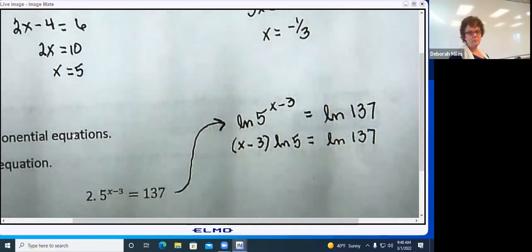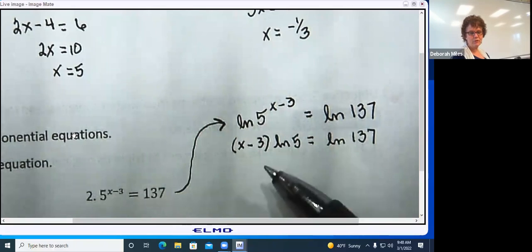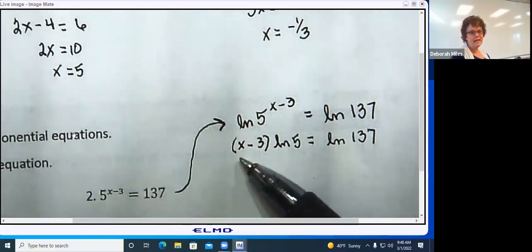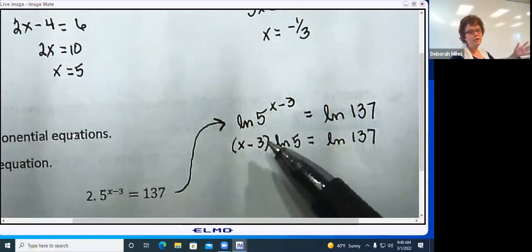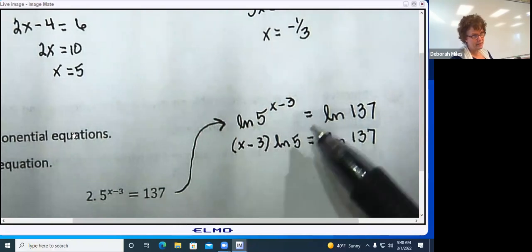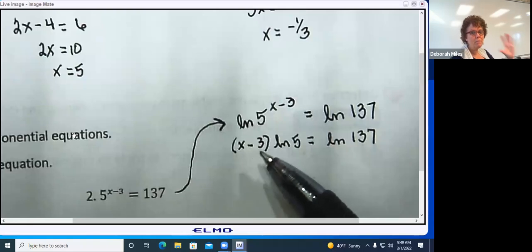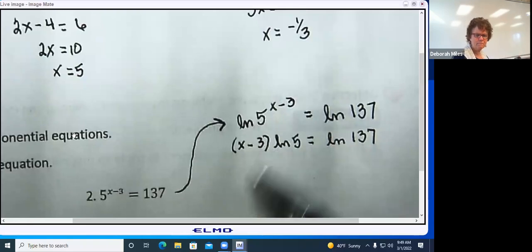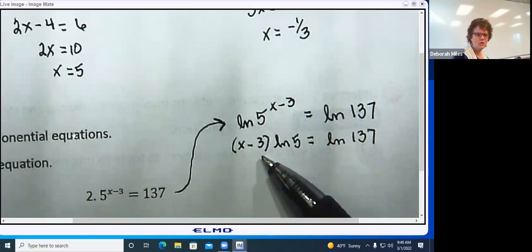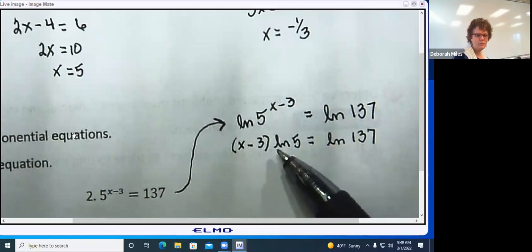Now, I meant to make the most common mistake and leave off those parentheses. If I had left off those parentheses, that would indicate that only the 3 had been the exponent of the 5. I've got to have the whole x minus 3 in parentheses. And then what do you think we would do next?